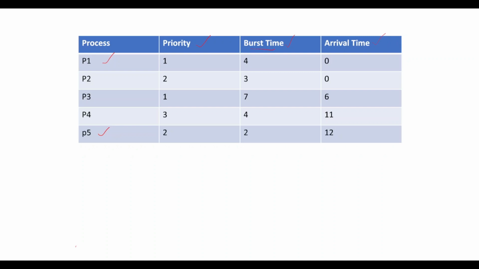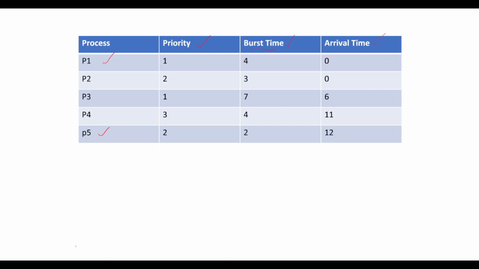You can see from this table, process P1 and process P3 both have the same priority. That is also okay. The only information we need is the priority of each process, the burst time, and the arrival time. Now let us understand how we can solve this problem.